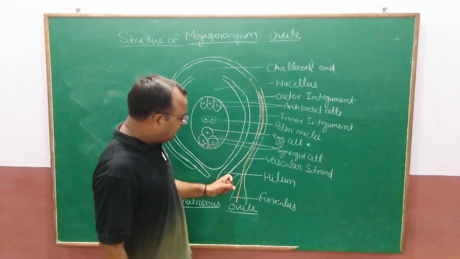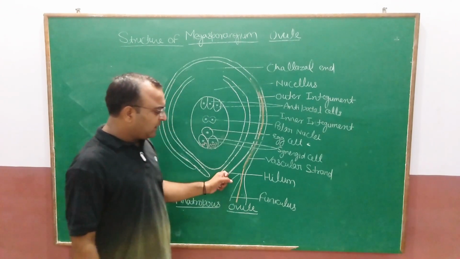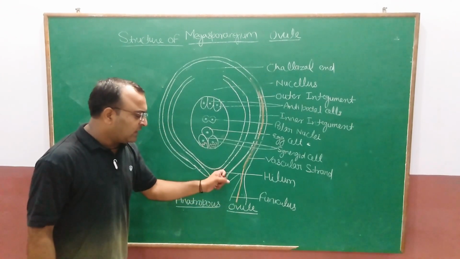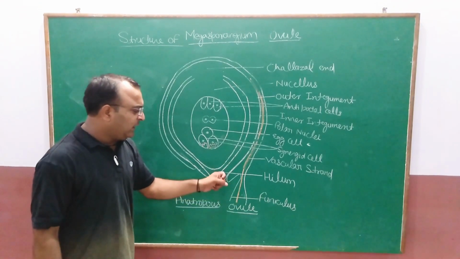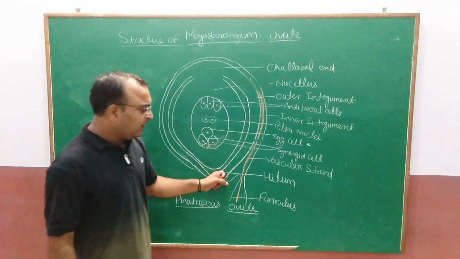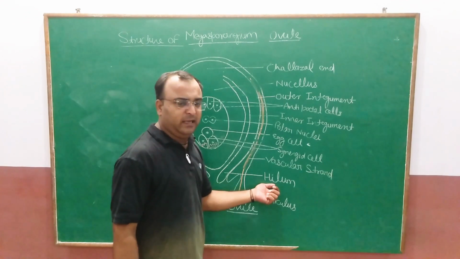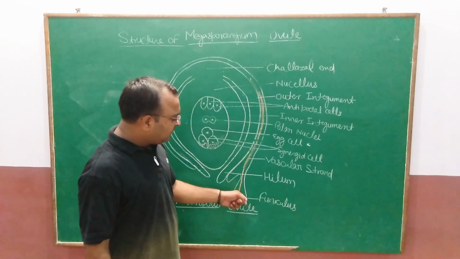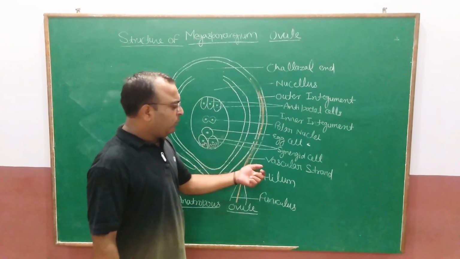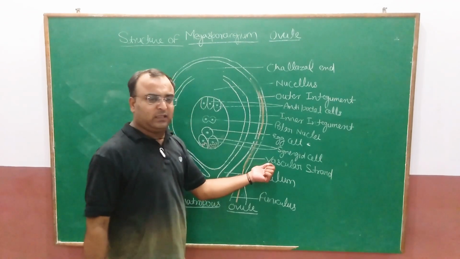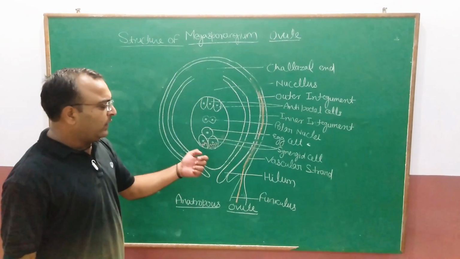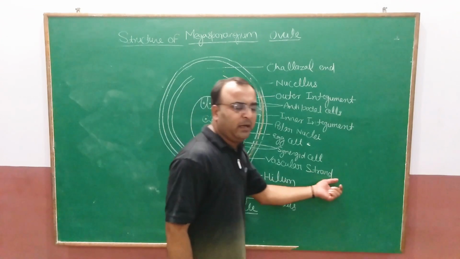Now this is the region, hilum. Hilum is the junction where the funiculus attaches to this region. This region is known as hilum. In this region of the hilum, the vascular supply attaches. This vascular strand means xylem and phloem are present.